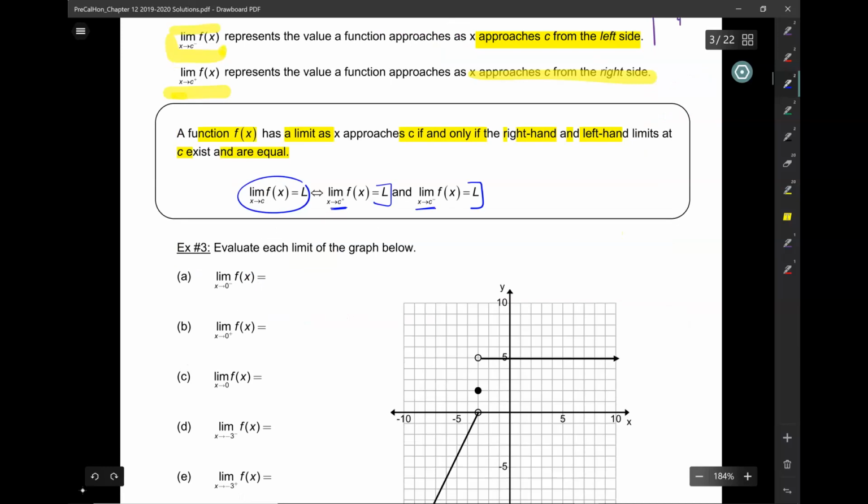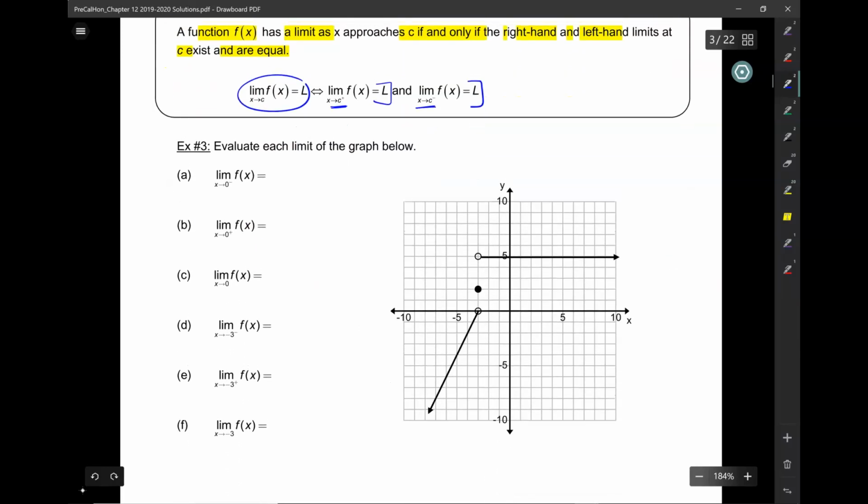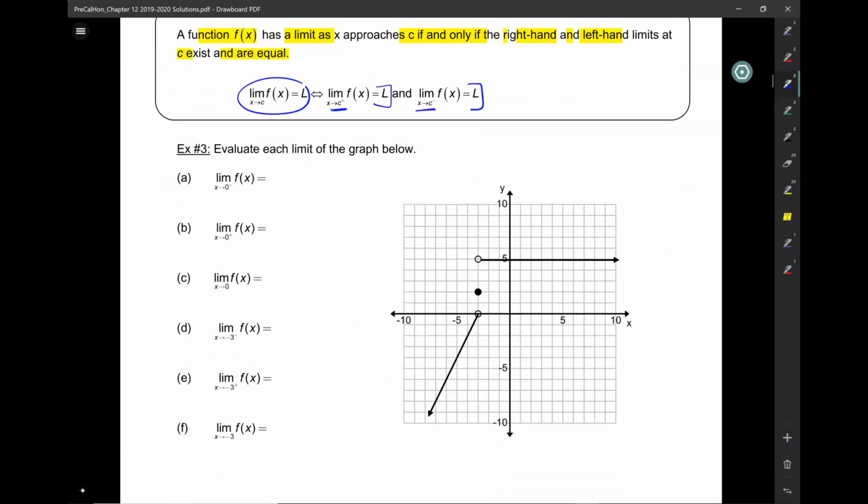Okay, let's do this example here. We have a lovely piecewise function here. What we're going to do is find the required one-sided limits. First off, we want to look at the limit of f of x as x approaches 0 from the negative side. This is x equals 0. From the left-hand side means immediately to the left of 0.